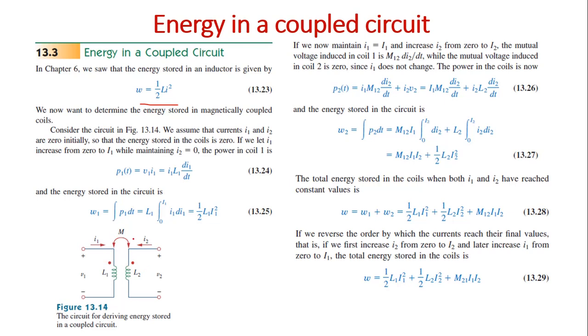Let us assume that the currents I1 and I2 are 0 initially, so that the energy stored in the coils is 0. If current is 0, then what happens to the energy? It becomes 0. If we let I1 increase from 0 to capital I1 while maintaining I2 equal to 0, then the power in coil 1 is given by, so what is given?